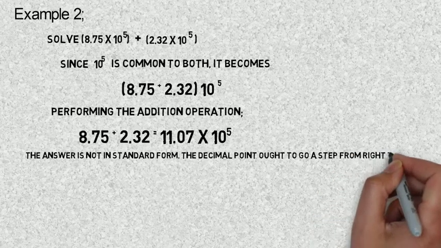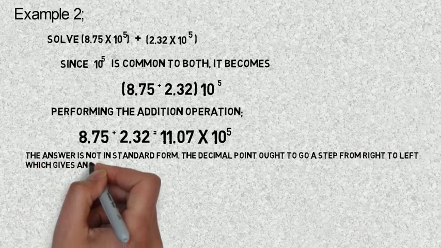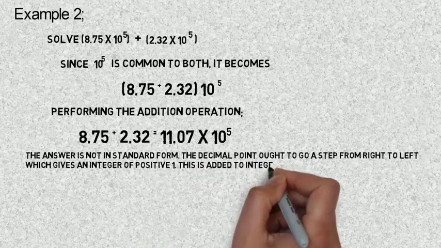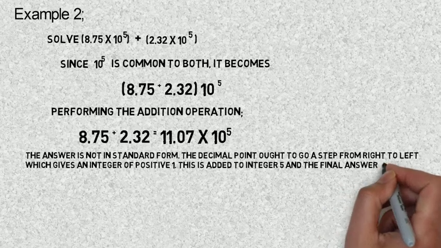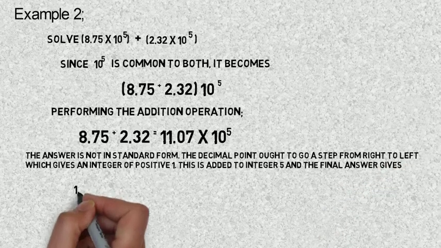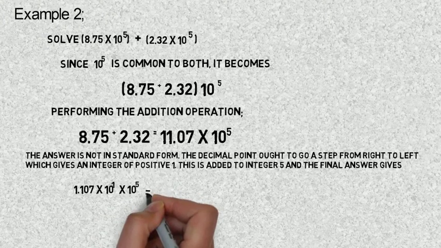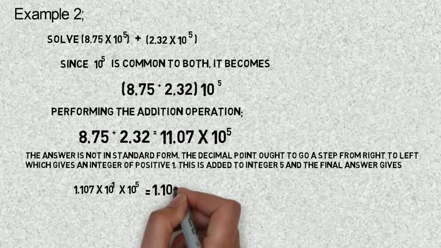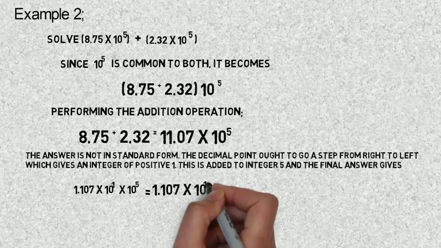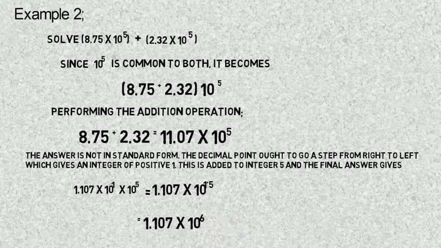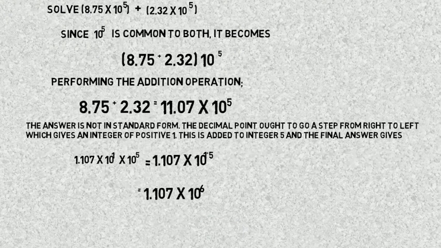If you check this, 11.07 is not well written in standard form. So the decimal point ought to go a step from right to left, which gives us an integer of positive 1. This is added to integer 5 and the final answer gives 1.107 times 10 raised to power 1, which is the integer that is newly produced, times 10 raised to power 5, which will now give us 1.107 times 10 raised to power 1 plus 5. Our final answer will now give us 1.107 times 10 raised to power 6.